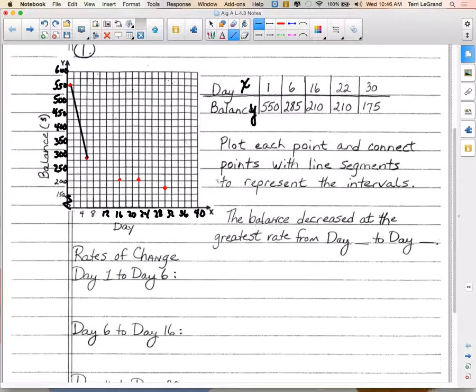I'm going to take my ruler and turn it, so I'm going to be able to connect the second point to the third, showing the second time interval. Third to the fourth, showing that time interval, and fourth to the fifth, showing that time interval. So we should have 4 line segments, 4 time intervals represented on our graph.